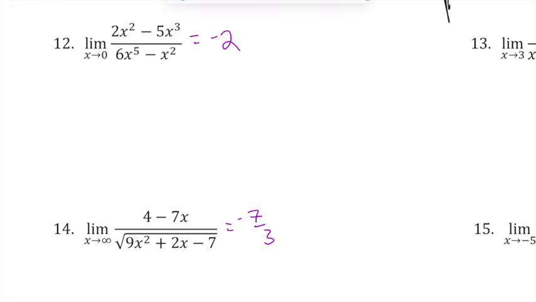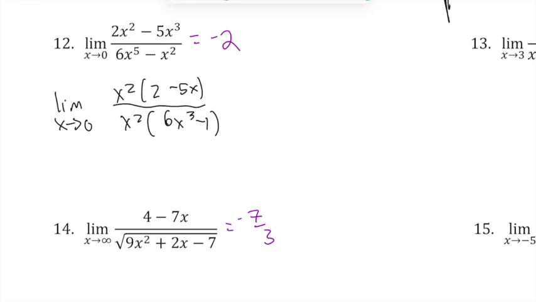Question 12, if we plug in 0, we're going to get 0 on the numerator and denominator, so let's factor the top and bottom. So up top, we have a GCF of x squared, and on the denominator, we have a GCF of x squared also. So our x squareds are going to cancel, and then we're just going to plug in 0 in the numerator and denominator, and that's going to give us 2 minus 5 times 0 over 6 times 0 cubed minus 1. So yeah, negative 2 over 1, which is negative 2.